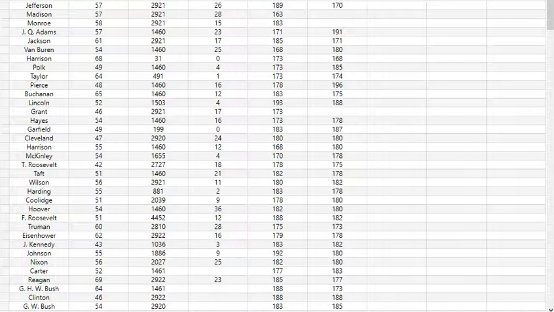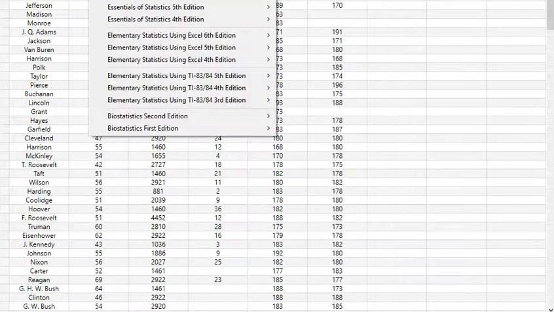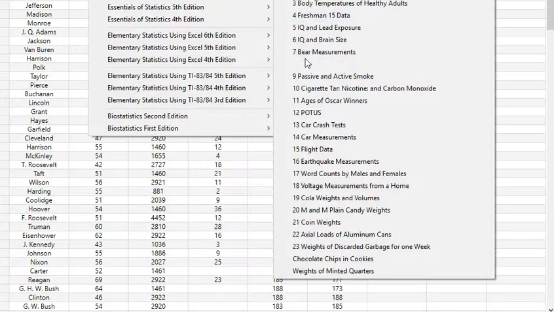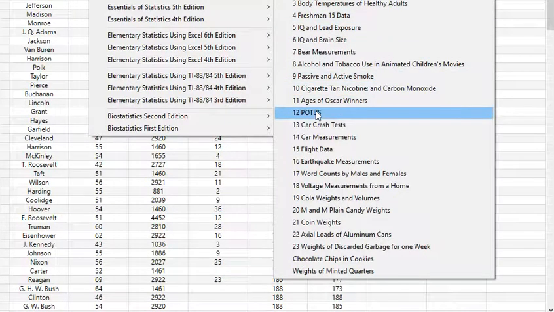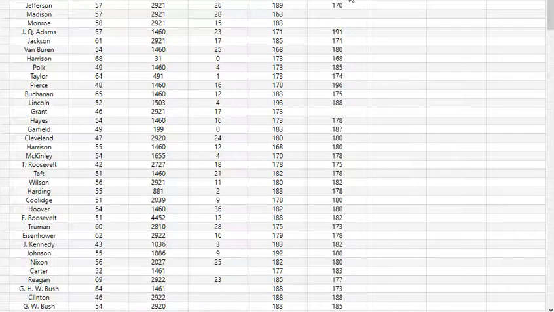So the data set that we want to look at comes from here, 12th edition, POTUS. So it's the 12th data set down. What we're going to do is compare the height of the president to the height of his opponent in that year. So I think this is for the first 38 presidents. And what we're going to try and see is is there a difference in their median height? That is, do we tend to elect a taller person president?